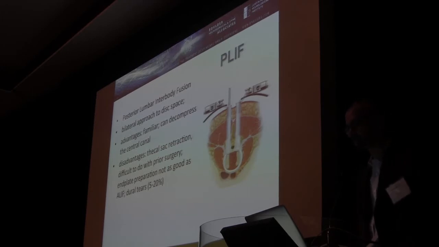Posterior lumbar interbody fusion, or a PLIF. It's a bilateral approach to the disc base. It's very familiar to a lot of surgeons. You can decompress the central canal. You do have to retract the thecal sac, which means for somebody that's older, possibly causing a dural tear or CSF leak. It's difficult to do in somebody that's had prior surgery if they have scar tissue, and the end plate preparation is not as good.